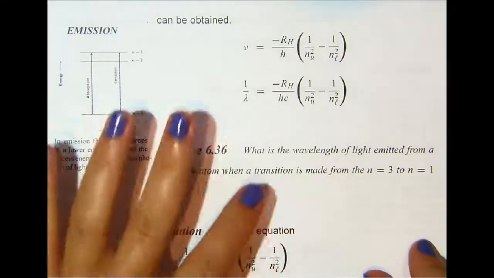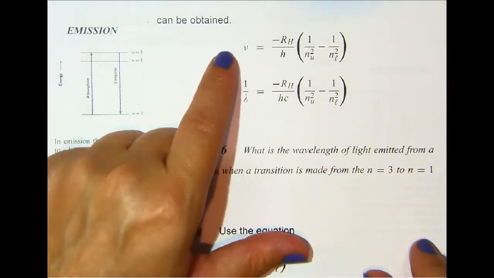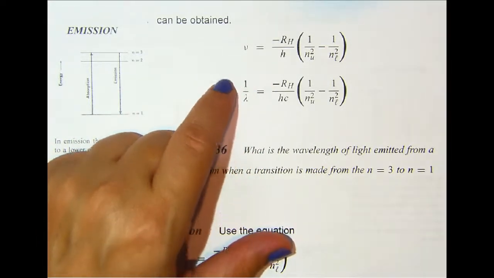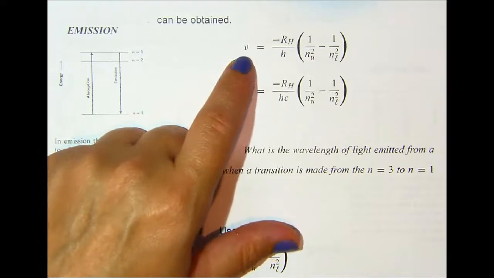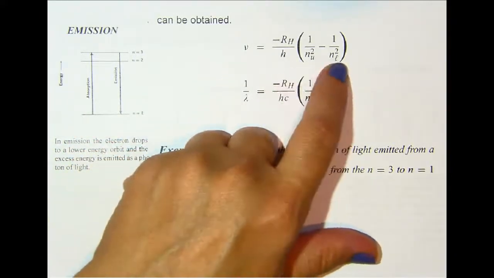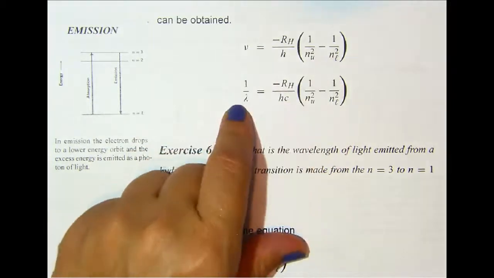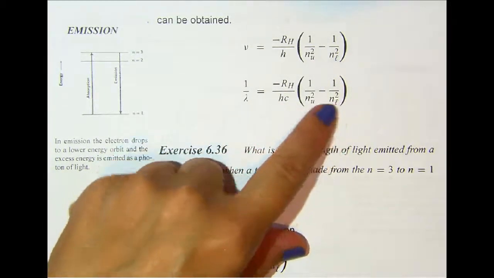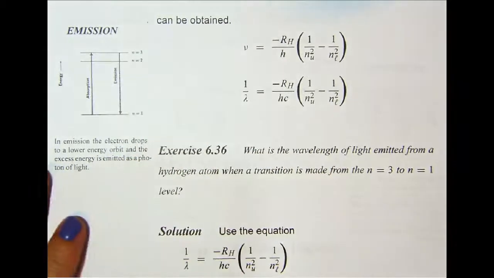So combining all of these equations, we basically get down to these two Rydberg equations, where you can determine the frequency of the light emitted when an electron moves from an upper level to a lower level, or you can get the wavelength when you move from an upper to a lower level with this equation right here.